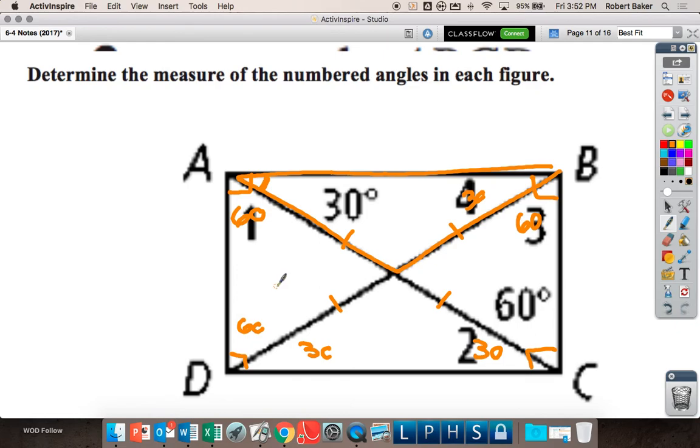60 plus 60 is 120. There should be 180 degrees in that triangle. So there's 60 left. So how big is this angle? 60, because 60 plus 60 plus 60 is 180. Alright, so how big is this angle right here?